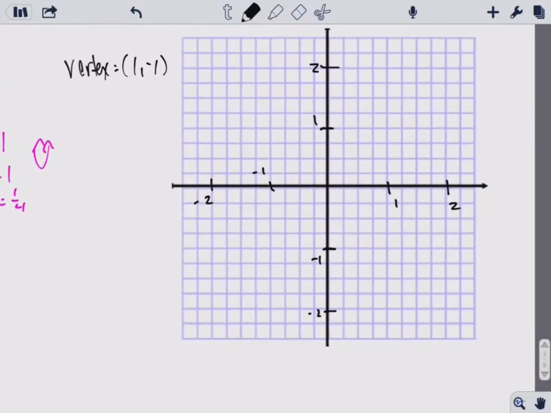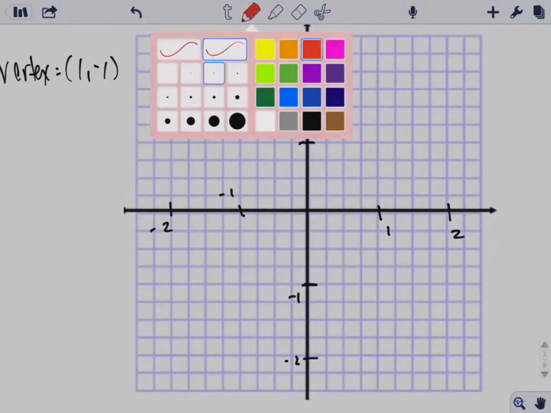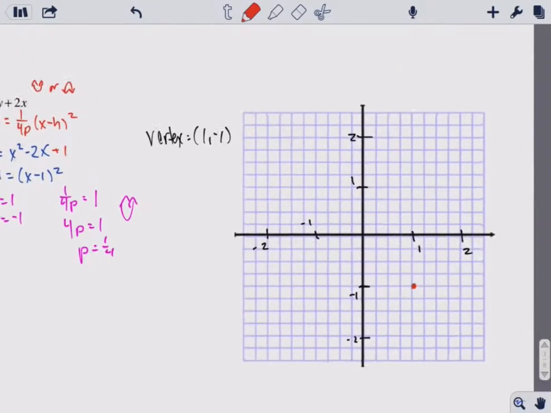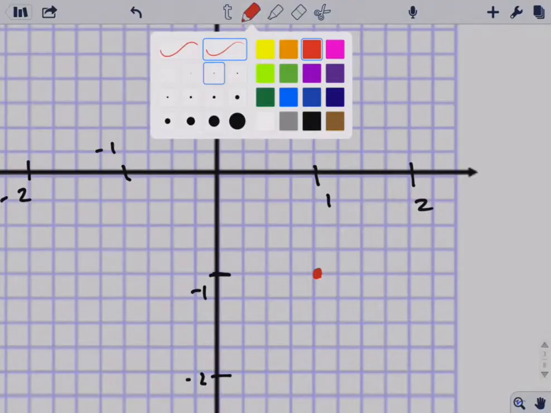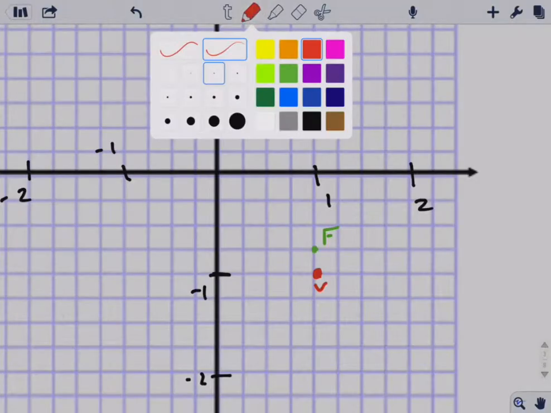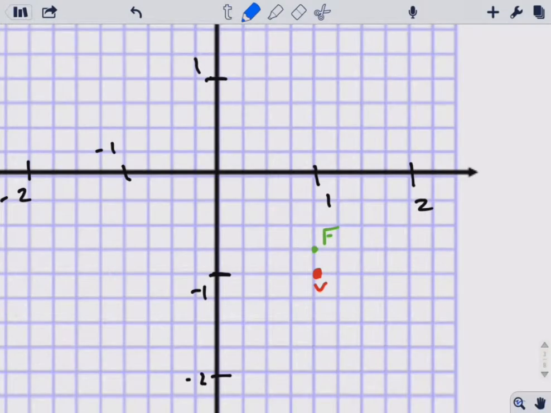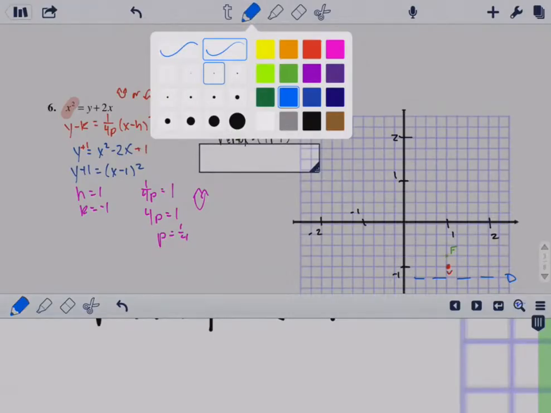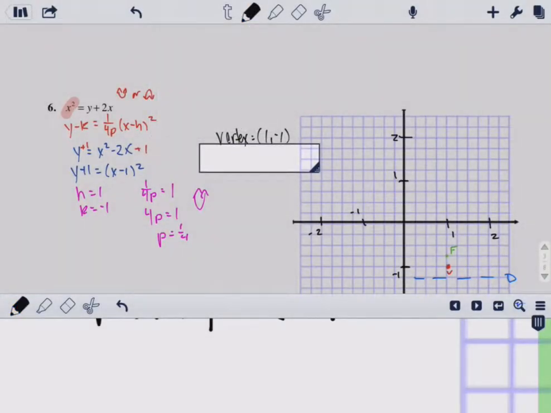Okay, so now again we've got the point 1, negative 1. 1, negative 1 is there. P is 1/4. So my focus is up 1/4. 1/4 is here. That's my focus. My vertex is there. My directrix is where? My directrix is 1/4 in the other direction. There's my directrix. Okay, so let's come over here and let's actually fill out that information.